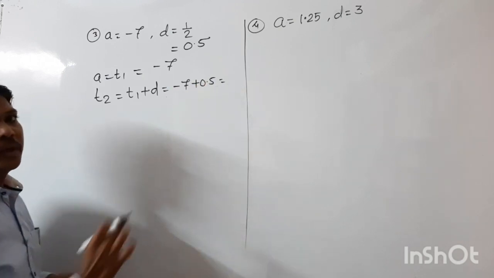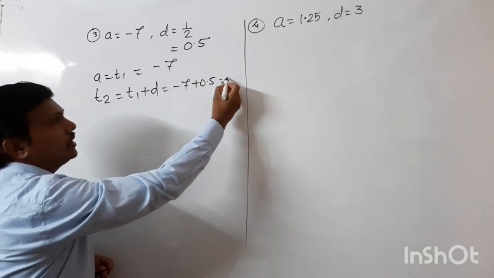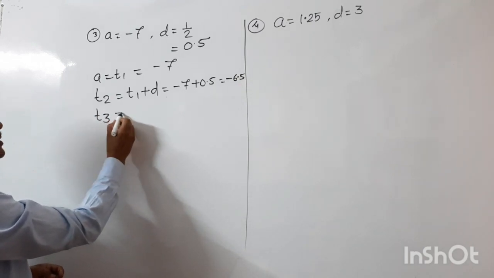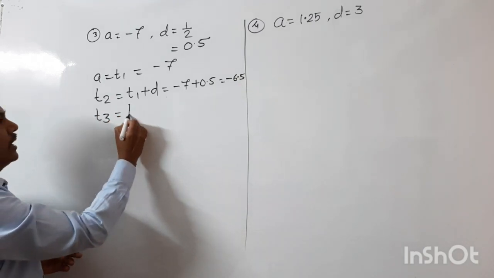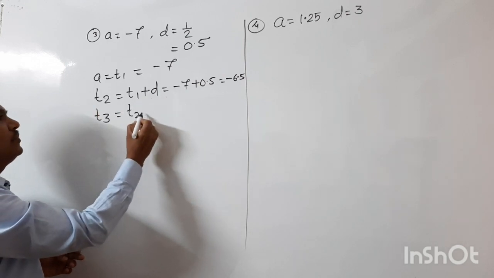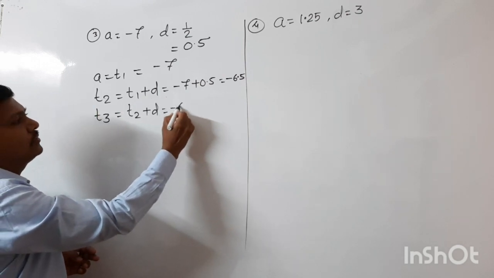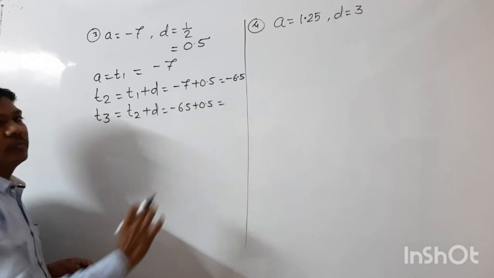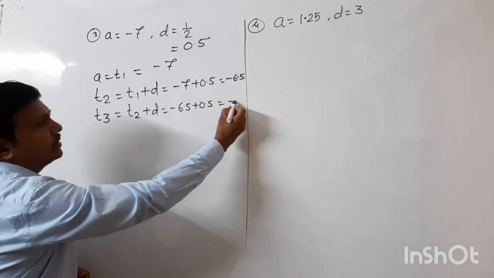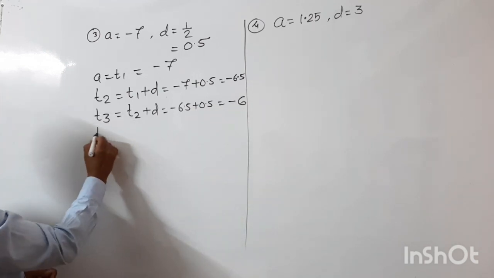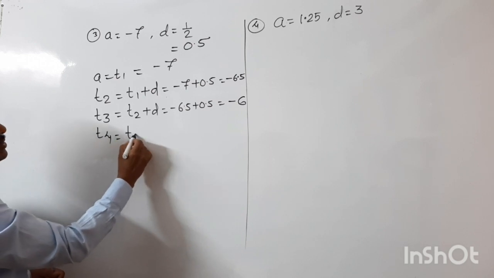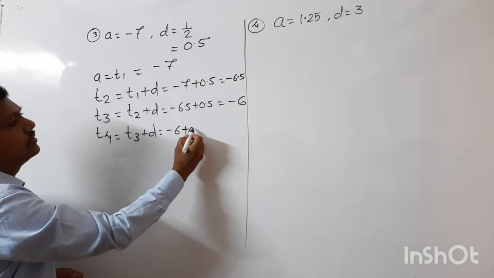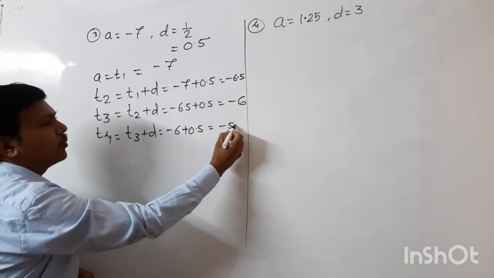So plus minus is minus, and take the greater number's sign. So its value is minus 6.5. And similarly for the third term, means T3, we add D again to the second term, means T2 plus D, that is minus 6.5 plus 0.5. So again plus minus is minus, and take the greater number's sign, so it is minus 6. Then the fourth term, that is T3 plus D, means minus 6 plus 0.5, so it is minus 5.5.